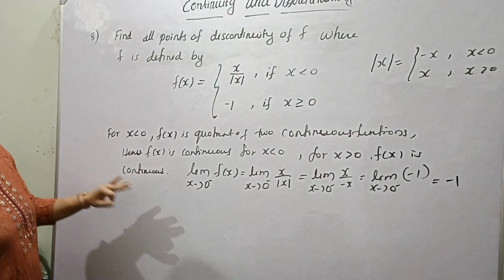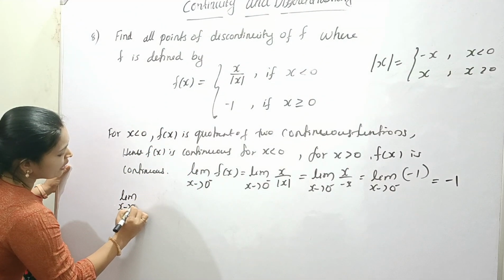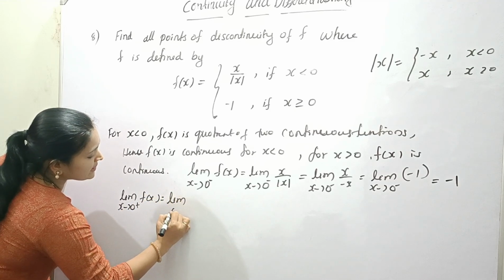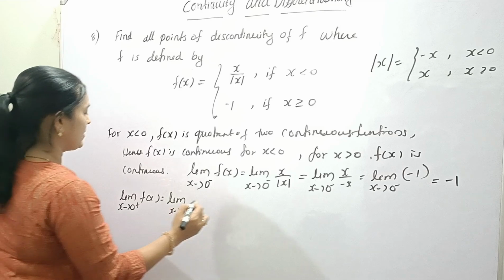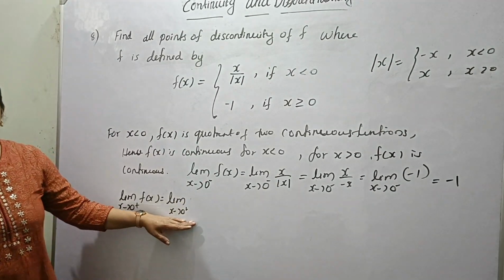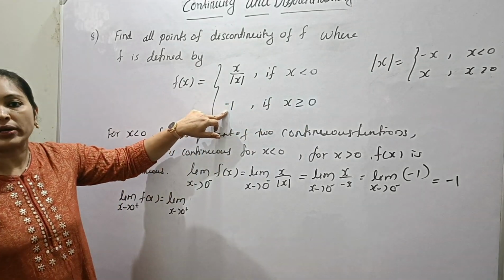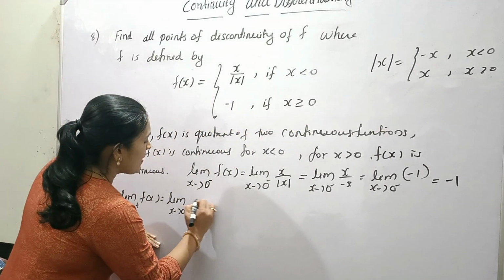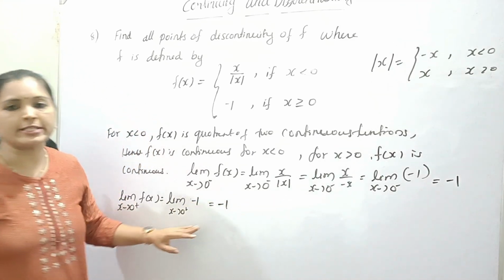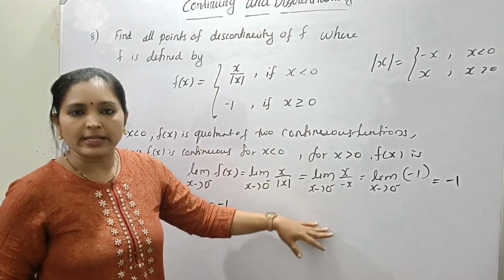Okay, next, right hand limit. Limit x tends to 0 plus f of x. When x greater than 0, what is the function? When x greater than 0, the function is minus 1. So the limit of minus 1 is minus 1 itself. Okay, here we have got left hand limit is equal to right hand limit.